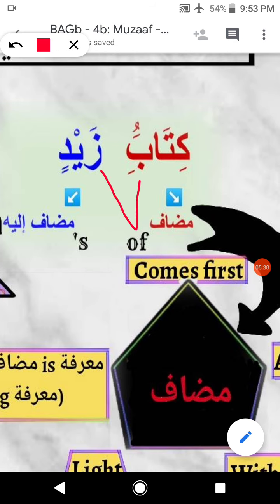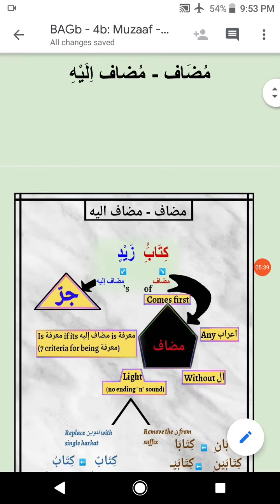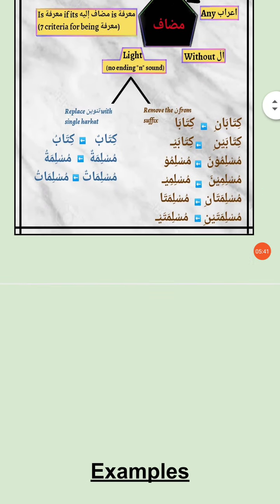Kitab of Zaid, or it's going to be Zaid's kitab. Okay, so this is how you can remember it. Just a little trick of mine.